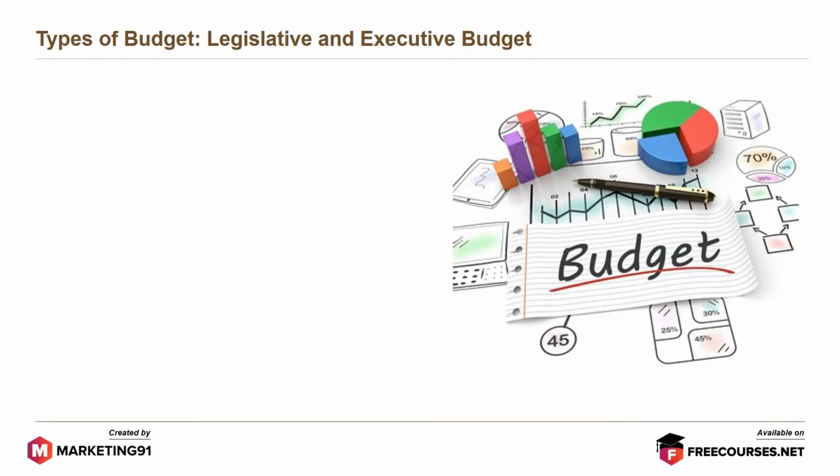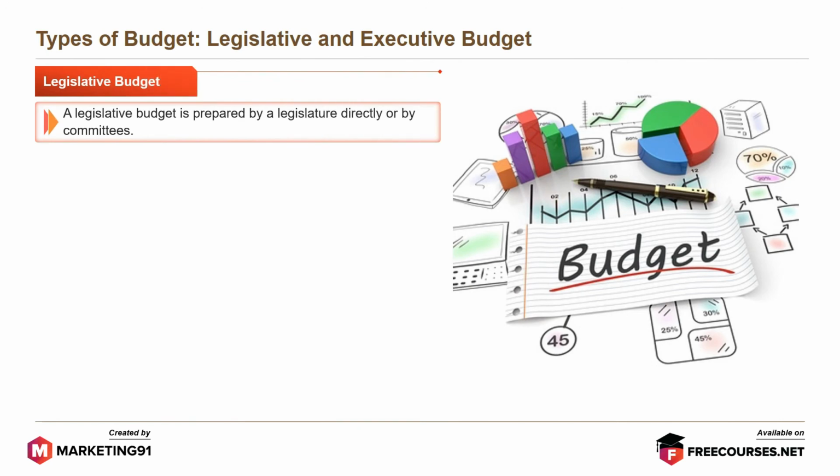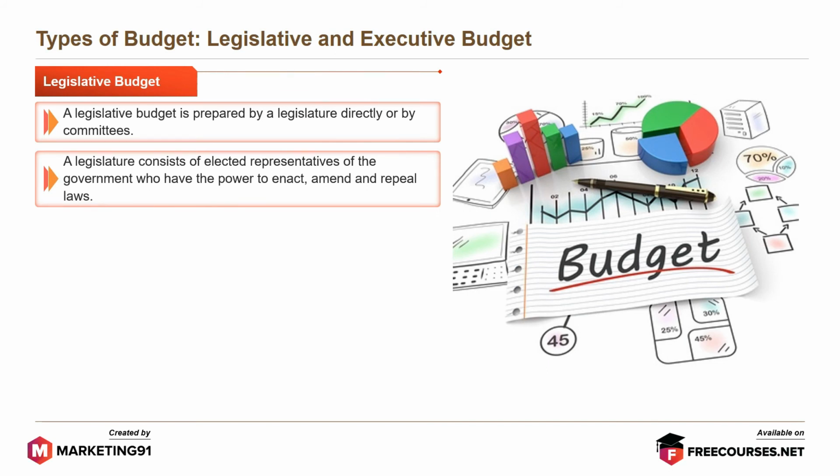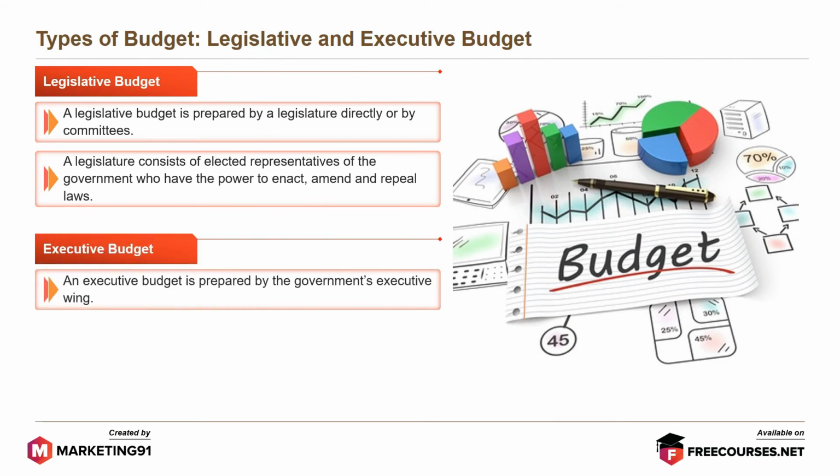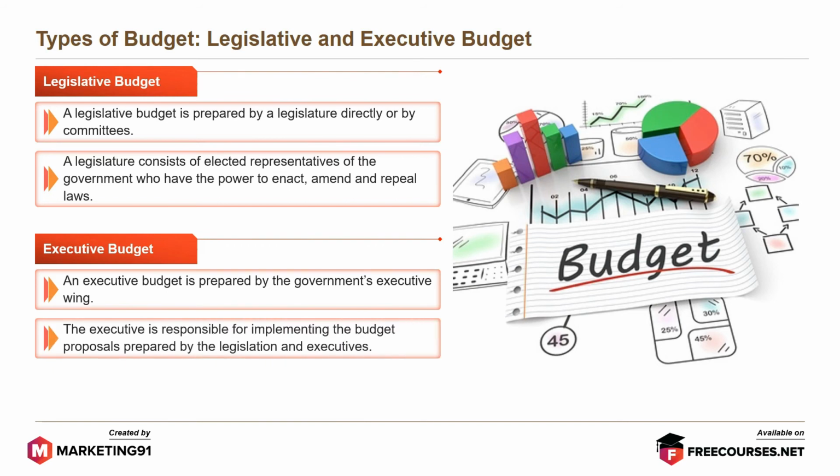Legislative and executive budget. A legislative budget is prepared by a legislature directly or by committees. A legislature consists of elected representatives of the government who have the power to enact, amend, and repeal laws. An executive budget is prepared by the government's executive wing. The executive is responsible for implementing the budget proposals prepared by the legislation and executives.